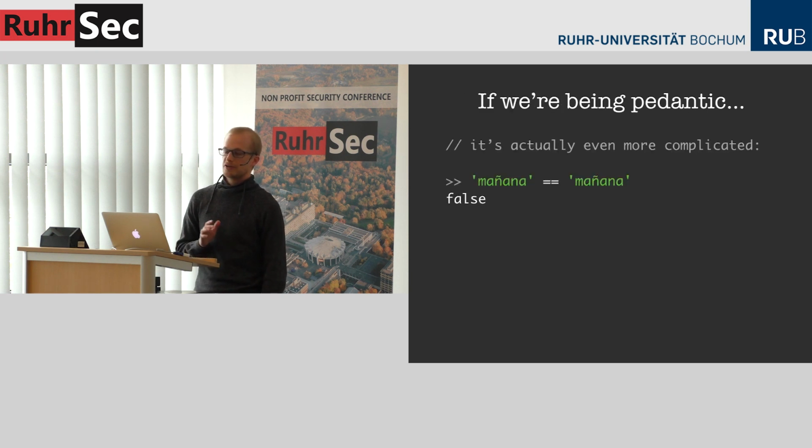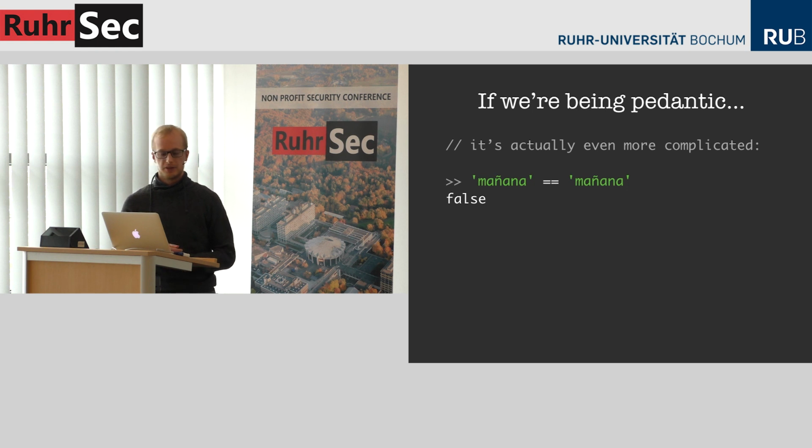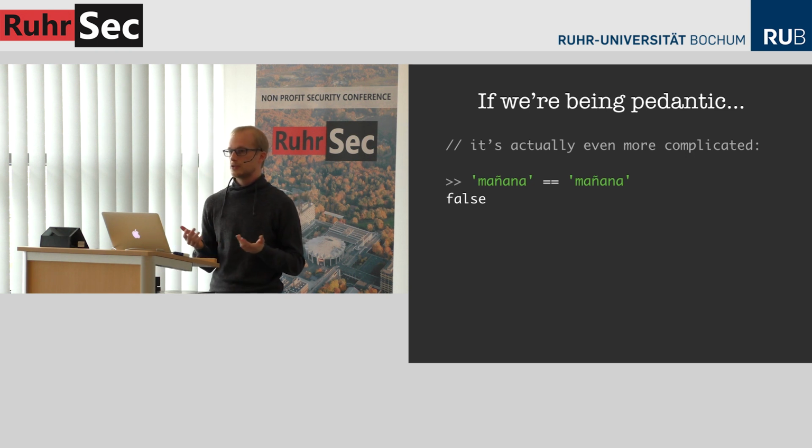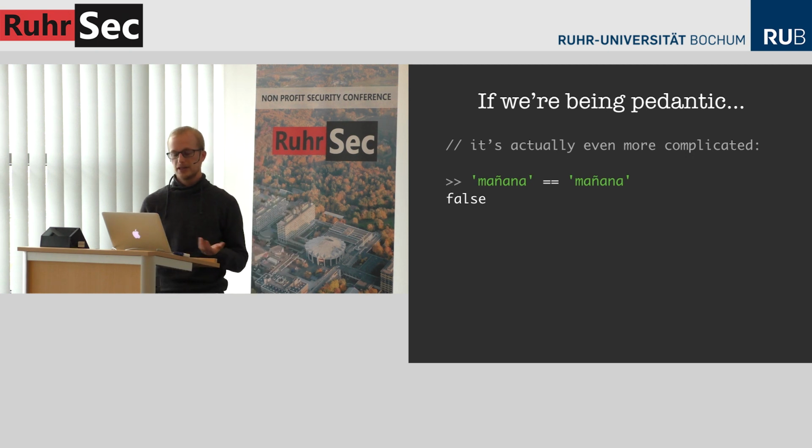So now we know how to count code points properly in JavaScript, but if we're being really pedantic, then counting the number of symbols in a string is even more complicated. And of course, this really depends on your use case, but consider this scenario where JavaScript seems to be telling us that these two strings are different, although visually there is no real way to tell. So what is going on there?